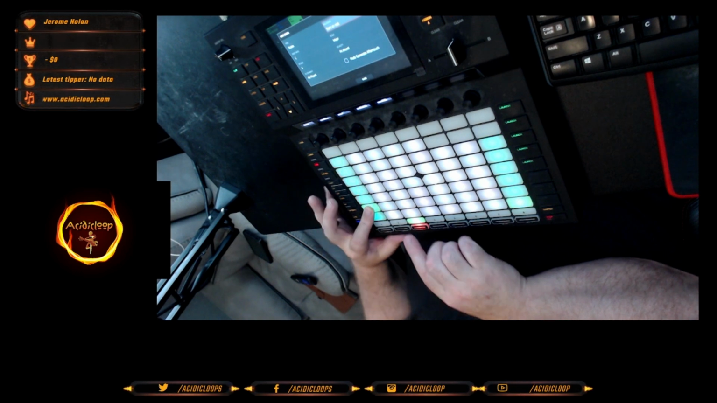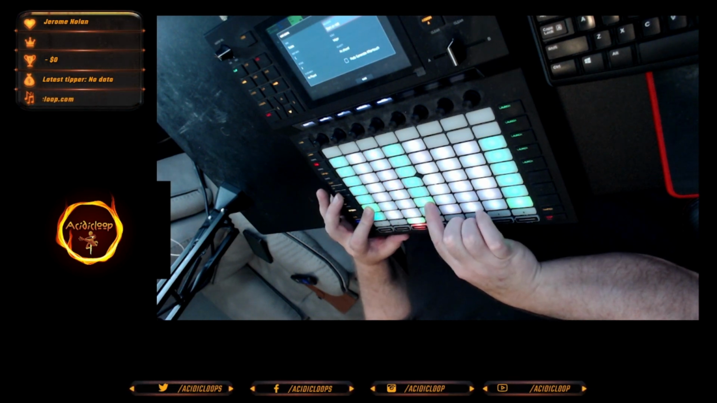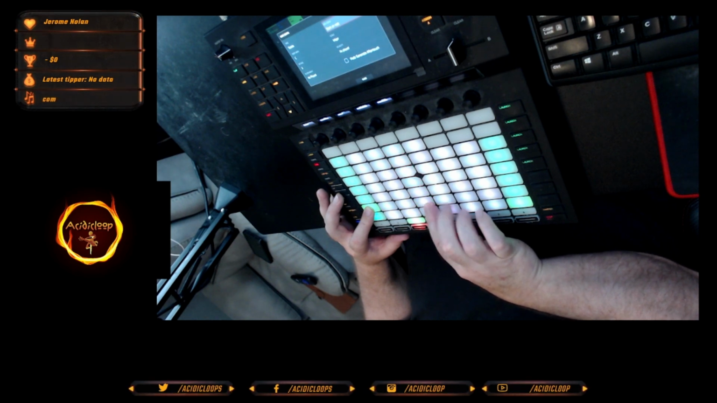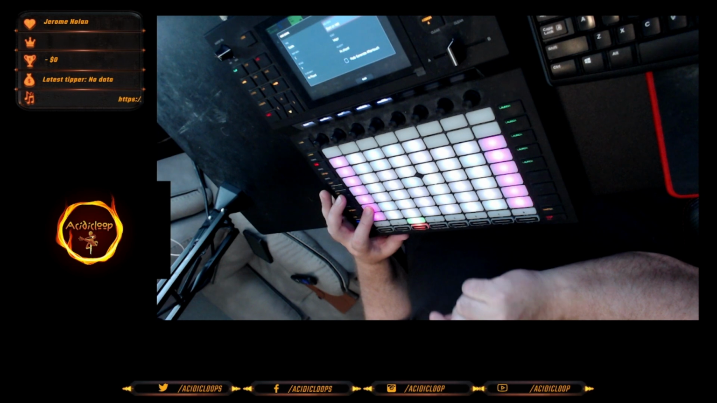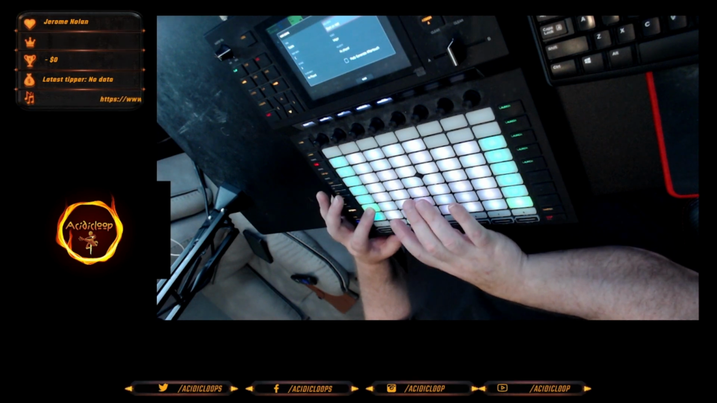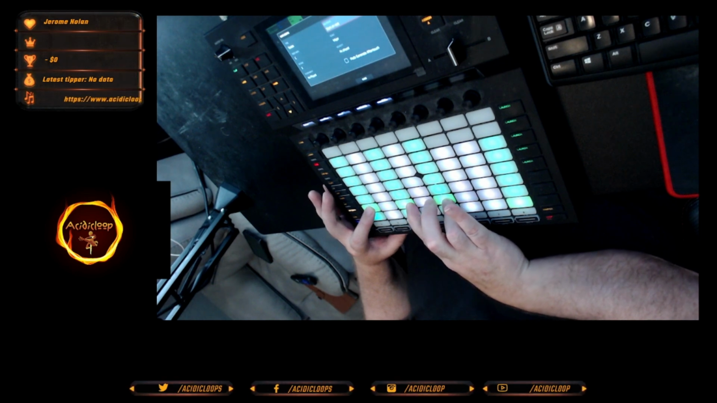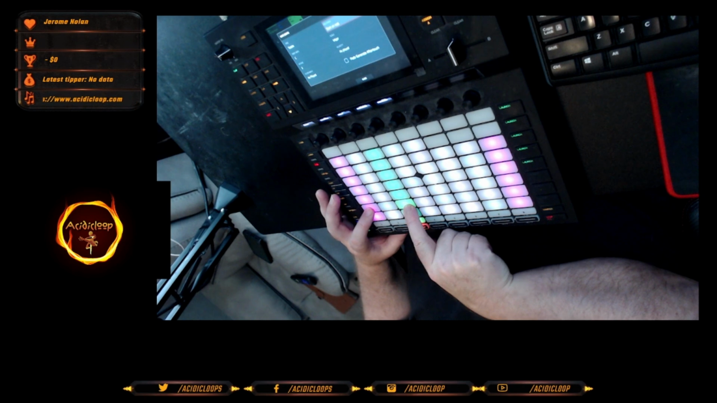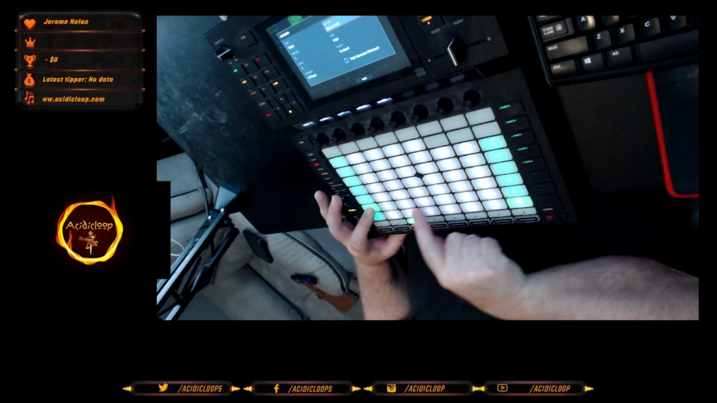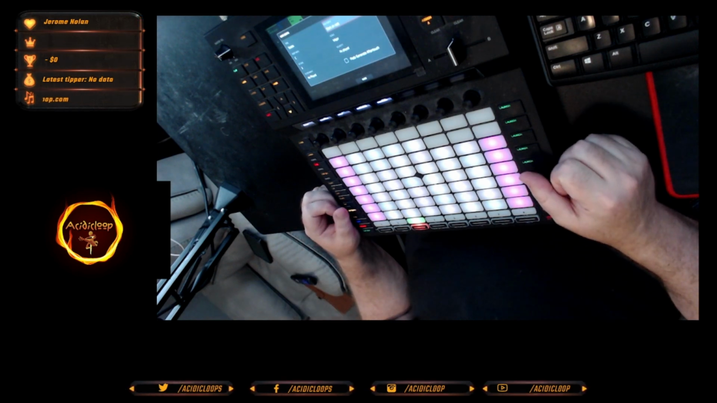So C, skip the second, go to the third, okay? Skip this fourth one here and go to the fifth, because again, it's going to be 1, 3, and 5. So 1, 3, 5. Put it together, and that is a C major chord. In this case, we have C, we have E, and then we have G. C, E, and G make up a C major chord.